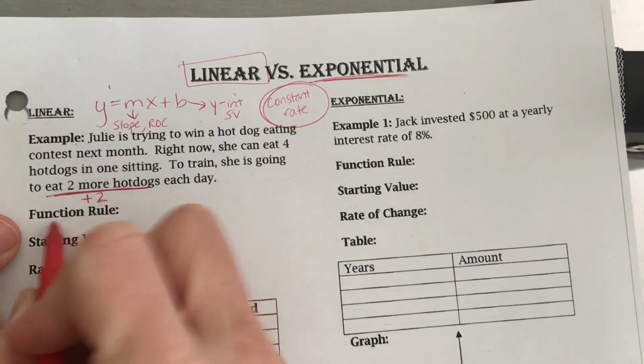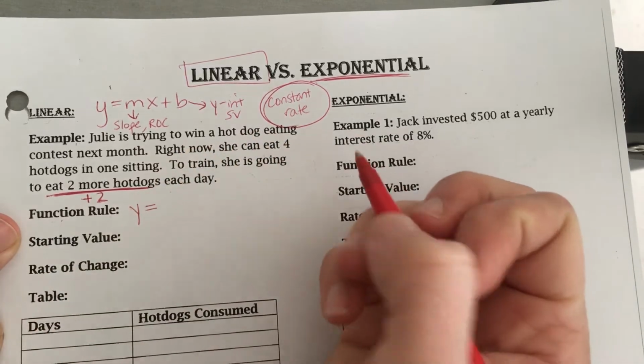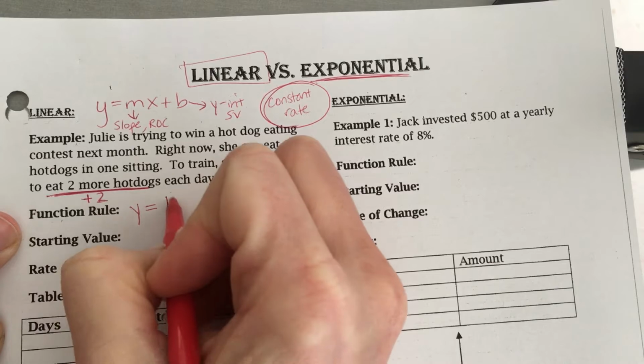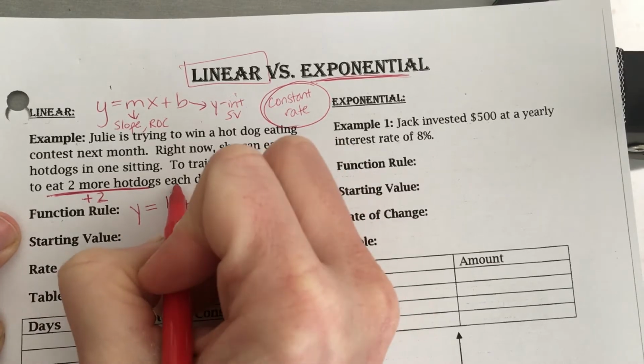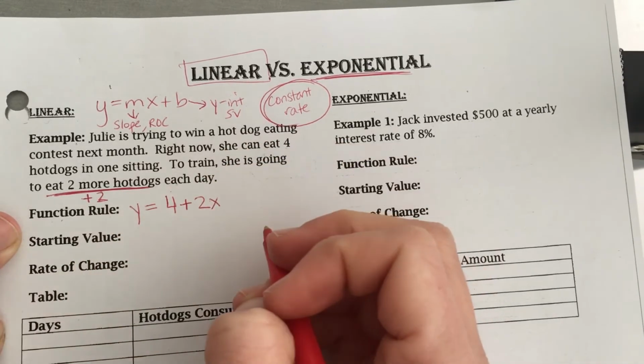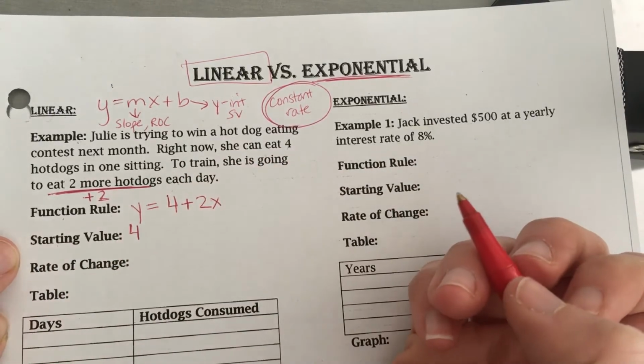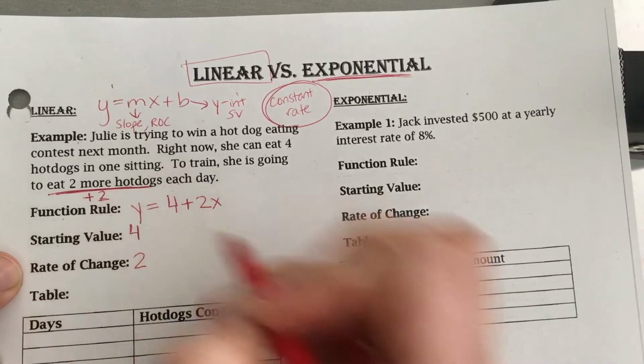Okay, so let's write our function rule. Y equals, her starting value is 4. She originally could eat 4 hot dogs, and she adds 2 more each day, so that's going to be 2x. So the starting value is 4, and the rate of change is 2.